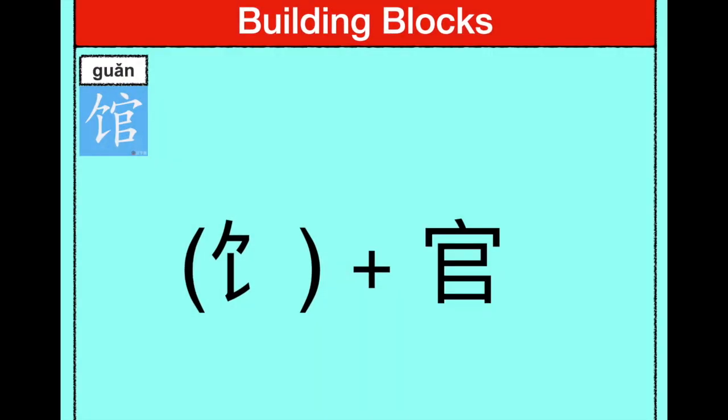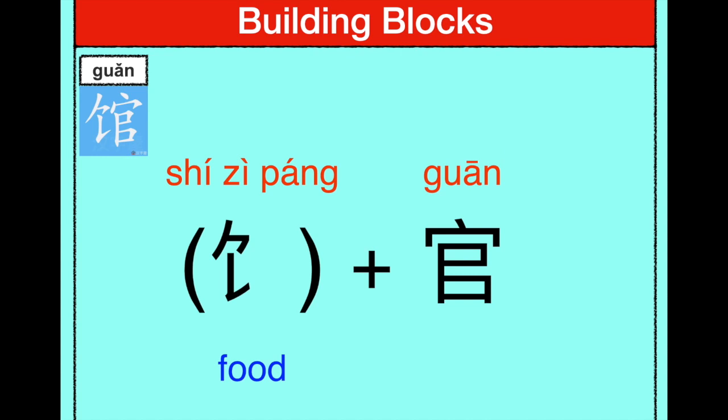So the left part is 十字旁 means food. The right part is 官 means official. So the left part 十字旁 is not a word itself. It can be only used as radical.